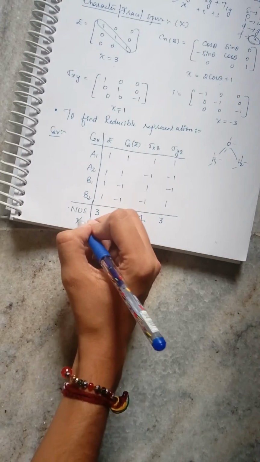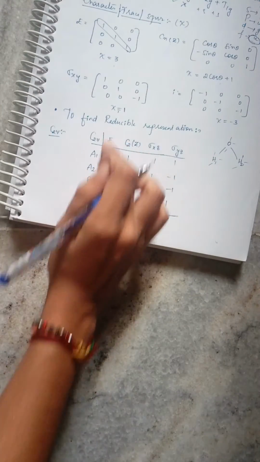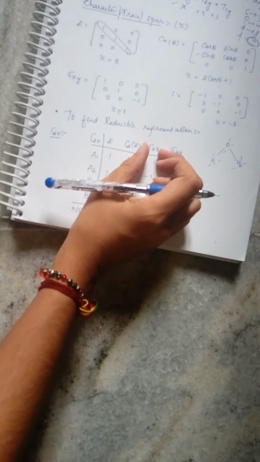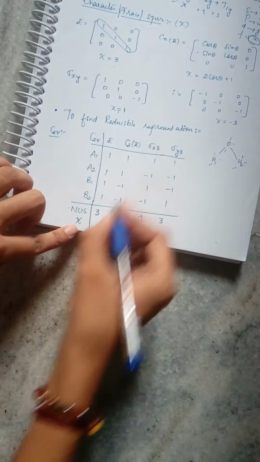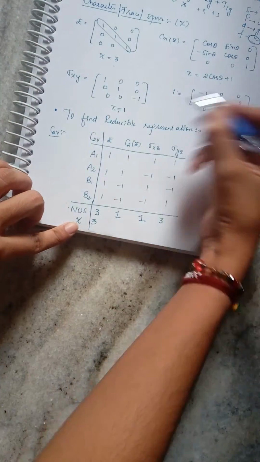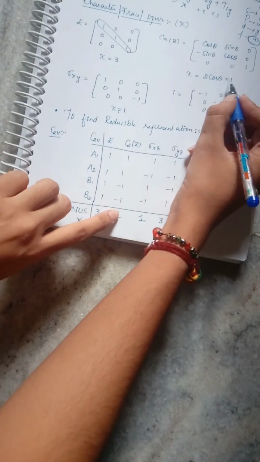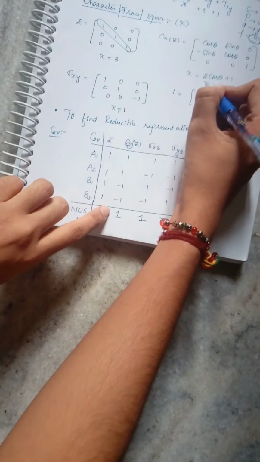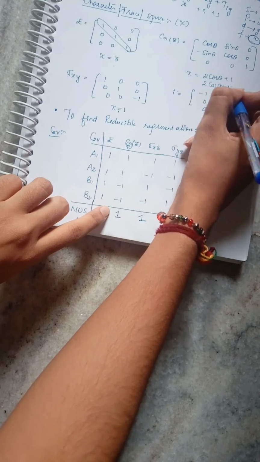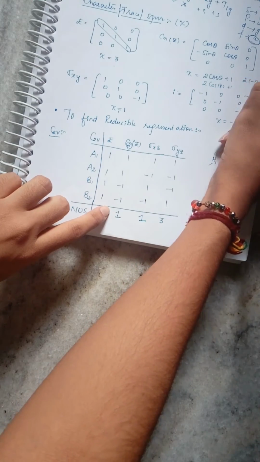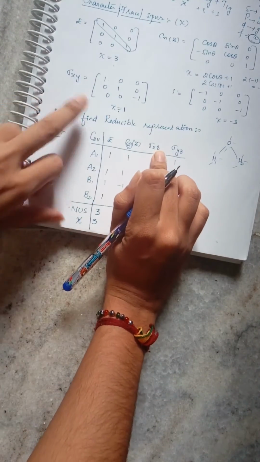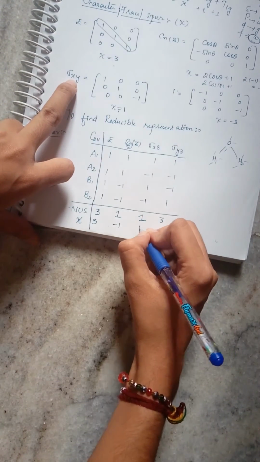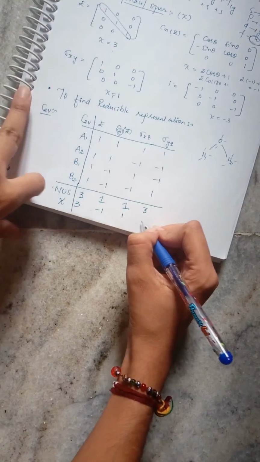Simply write the characters of that particular symmetry operation, and then find the reducible representation. Character of E is 3, so write 3 here. Then the character of C2(z) is 2 cos theta plus 1. What is theta here? C2, so 2 into cos 180 plus 1. Cos 180 is minus 1, so 2 into minus 1 plus 1 is minus 1. Character of sigma xz or yz or xy remains the same, that is plus 1.